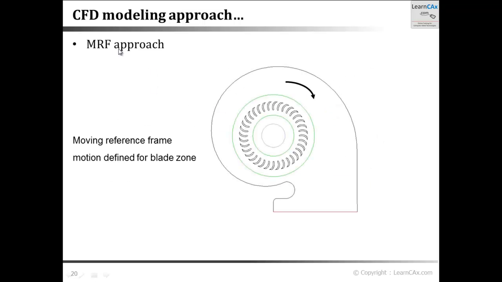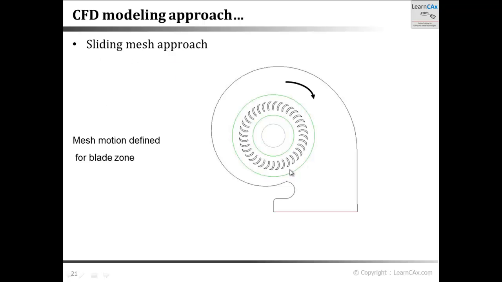We can solve this problem by using the MRF approach, where we define a moving reference frame in a ring type of zone around the blades. In the MRF approach, the blades are not moving, and the mesh is also not moving, but the motion is incorporated by using a moving reference frame. The reference frame moves with respect to the stationary zone at a rotational speed of 300 radians per second.